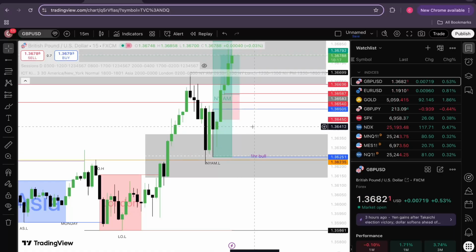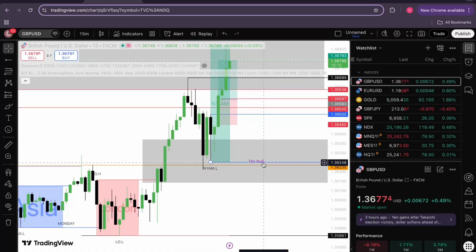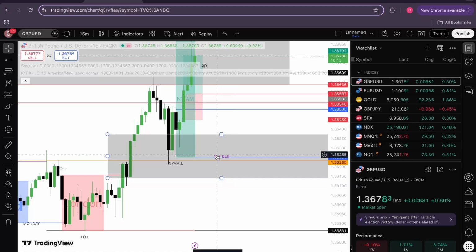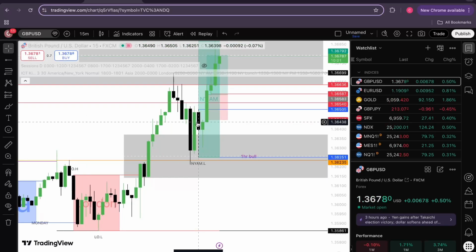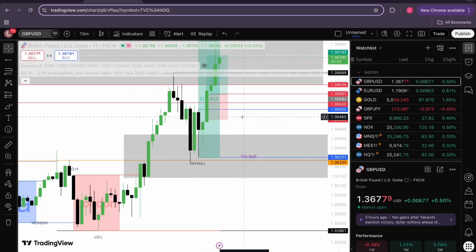So there is an hourly bullish fair value gap in here as well that failed to get invalidated. We got this touch in here and then an immediate strong up close candle, barely has a top wick. So this is a pretty strong sign that we are just going to continue to the upside.